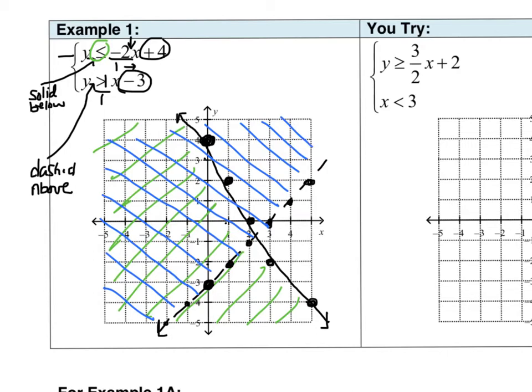And so now we have our solution region. The solution region is where the green and blue lines are crisscrossing. So basically anything in this section is the solution. Where it's just blue, that's only the solution to one inequality. Where it's just green, that's only the solution to the other. And where there's no shading, that's not a solution either. But any points inside that region would be in the solution area.